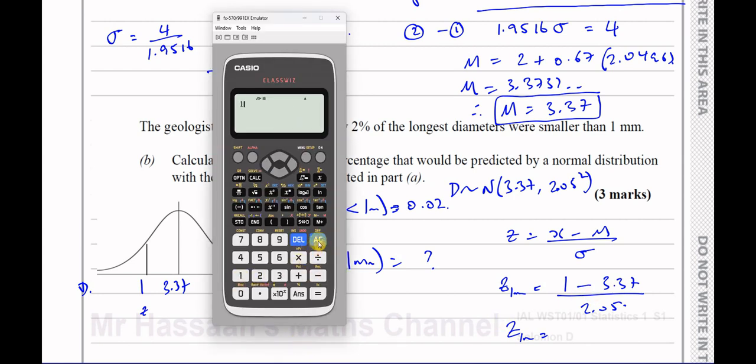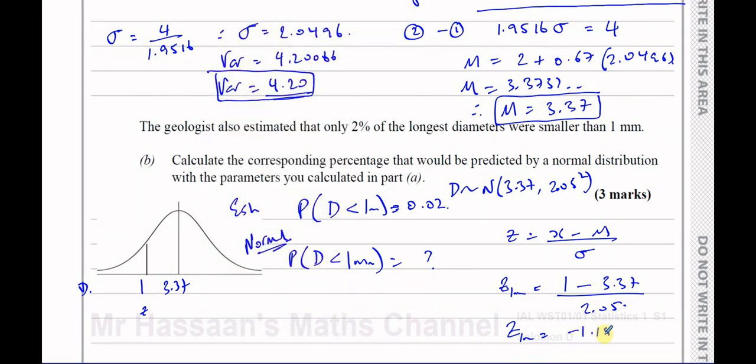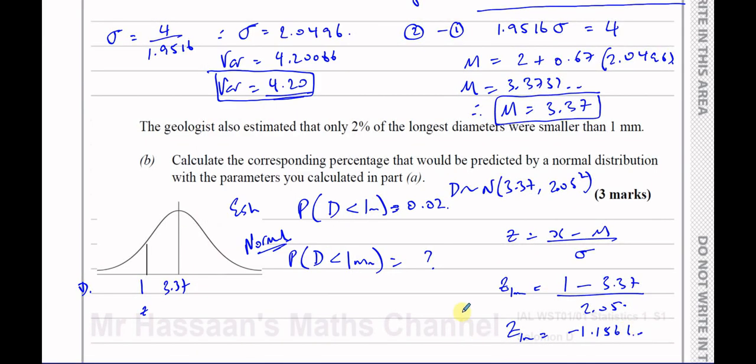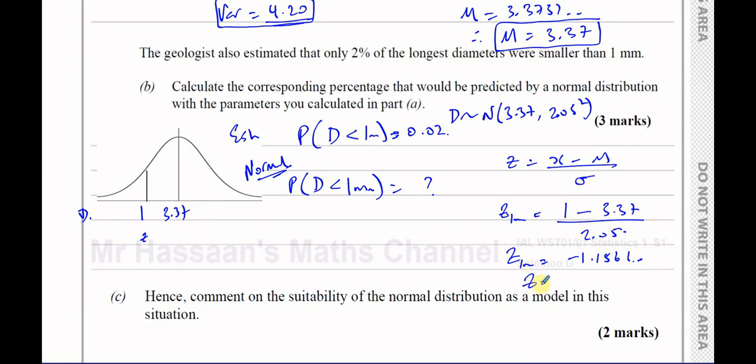So Z is 1 minus 3.37 divided by 2.05, and that gives us negative 1.161. That's the Z value. We can write that to 2 decimal places because that's what we normally use, so Z is minus 1.16. That's the Z value here, and we've got to find the area to the left of this. So the probability that Z is less than negative 1.16 is what we've got to find.